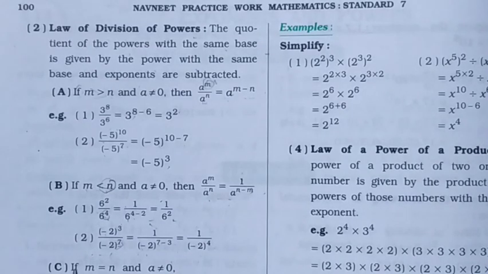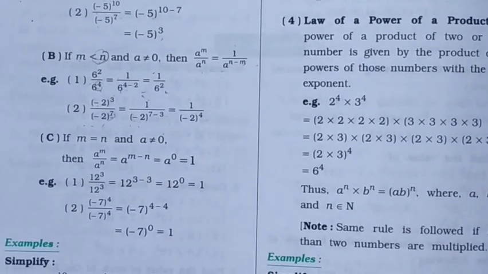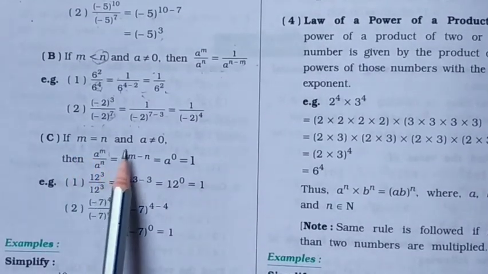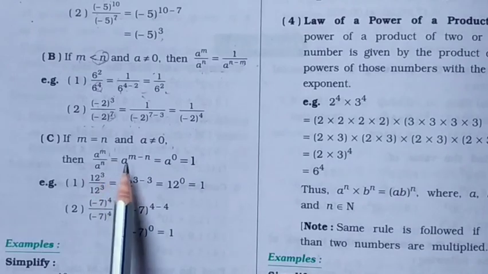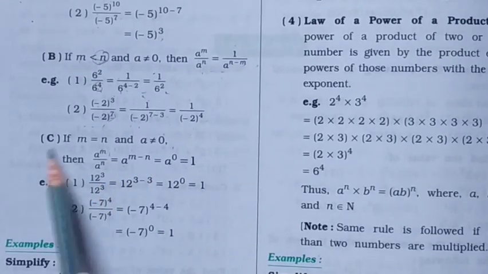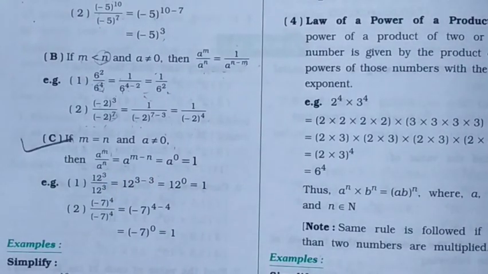That means the formula: if m is equal to n and a is not equal to 0, then a^m by a^n, that means a^(m-n). This is the formula.